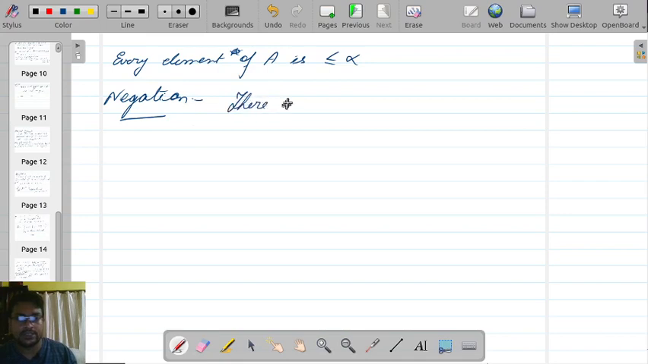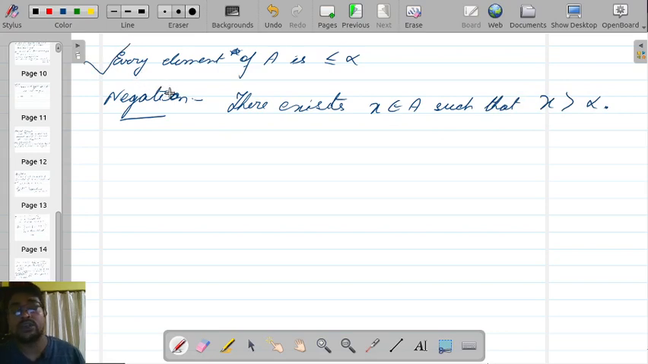So what will be the negation? There exists an element x inside A such that x is strictly greater than alpha. The original statement was, every element of A is less than or equal to alpha. But its negation will be, no, there is some element here which is strictly greater than alpha.